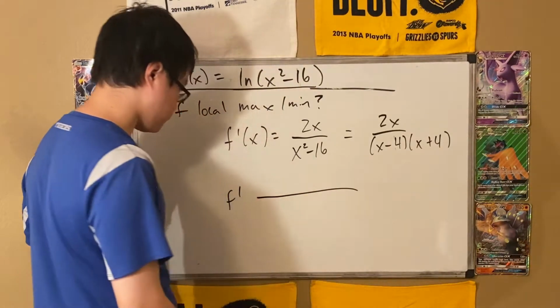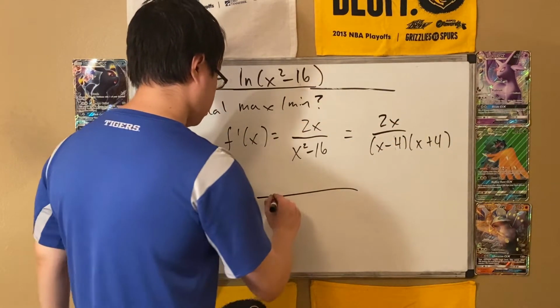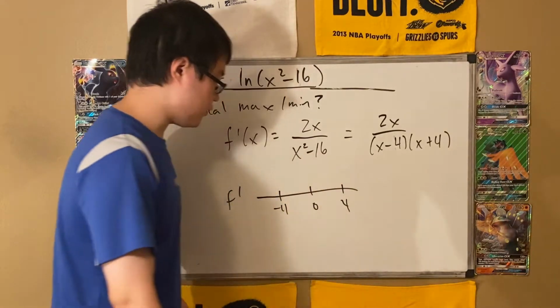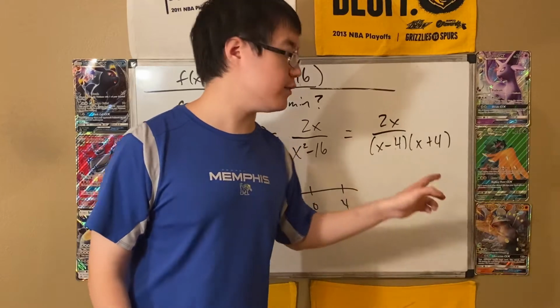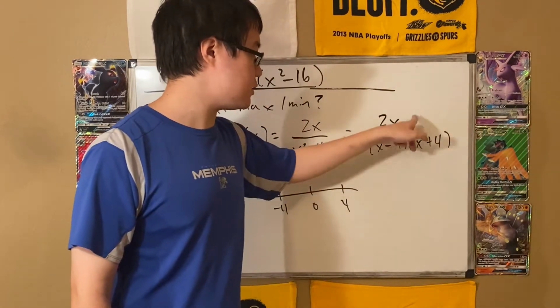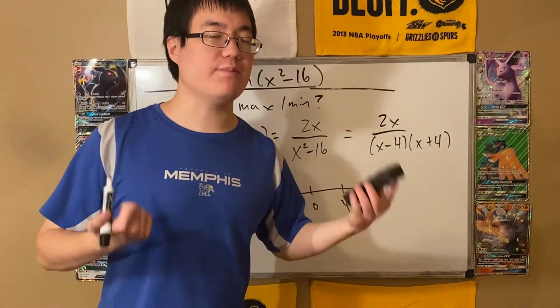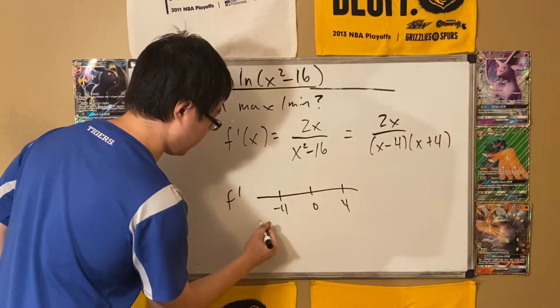F prime. So plot all the zeros you see, 0, 4, negative 4, in order of how they go, on a number line, so negative 4 is first. Then you count the number of zeros. So it looks like we have 3 zeros here because none of these zeros are to factors or powers other than 1. Then everything is positive. So it looks like we have a positive odd function that starts at the bottom, goes towards the top. That's the end behavior.